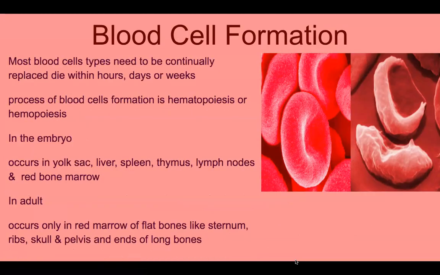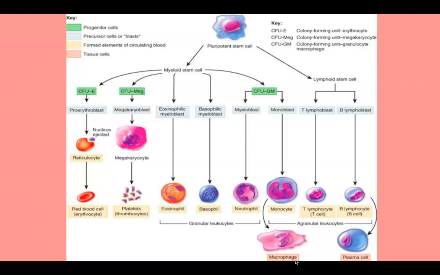Why is there a need for blood cell formation? There is a need because blood cells have to be continuously replaced, because they die within hours, days or weeks. And thus the process of blood cell formation is known as hematopoiesis or hemopoiesis. It occurs in the embryo in the yolk sac, liver, spleen, thymus, lymph nodes and red bone marrow, and in adults it occurs in the red marrow of flat bones.